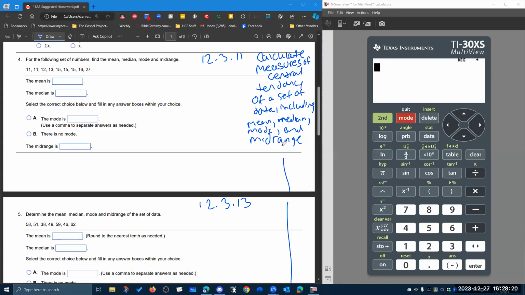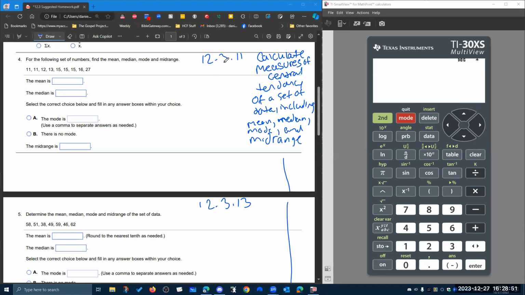In this video, we're going to calculate measures of central tendency of a set of data, including mean, median, mode, and mid-range. And I'm going to show you how to use some of the statistical features of the TI-30 calculator, which I believe is what is recommended for your class. It's very similar to the statistical features that are available in the TI-83, 84 series as well. So let's go ahead and get started with this video.